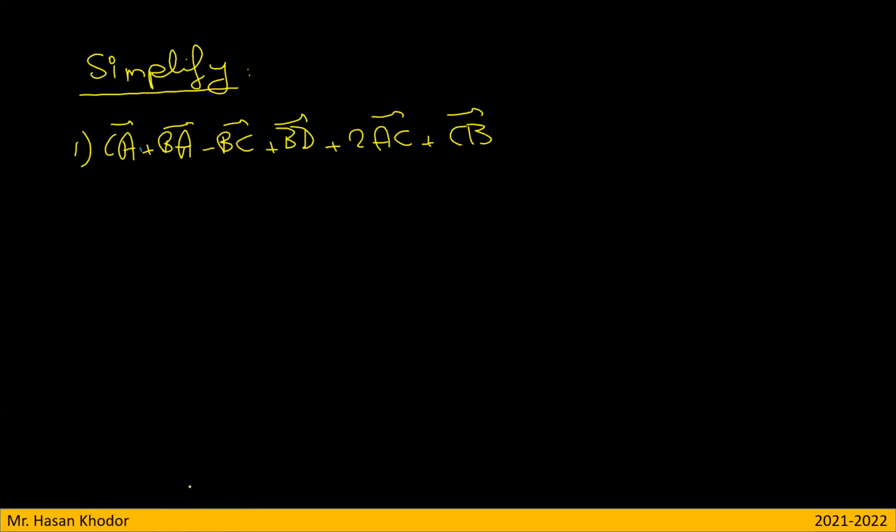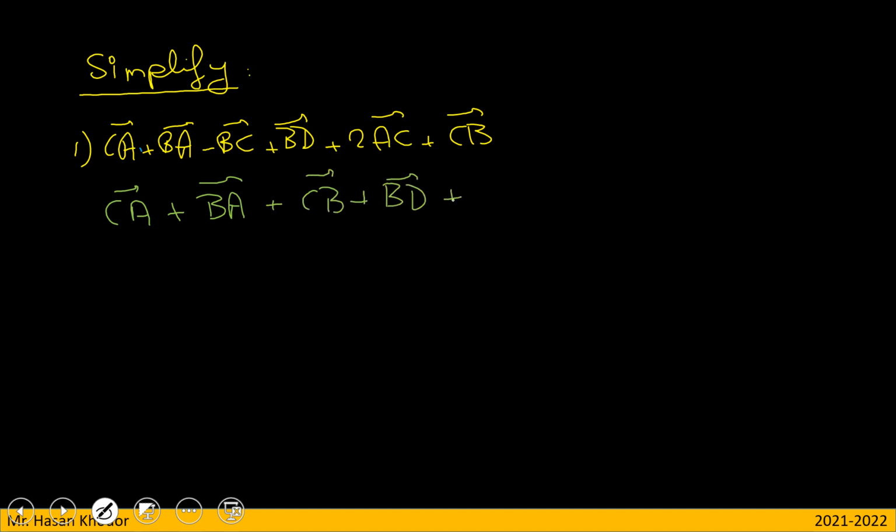Let's start from this one. We have, first of all, vector CA plus vector BA. Now, minus BC becomes CB, plus CB, plus BD, plus 2AC, plus CB. Now, what do we get? For CA plus BA, I have to search for consecutive vectors. Do we have consecutive vectors? No. Try to find consecutive vectors. BA and AC are not consecutive.